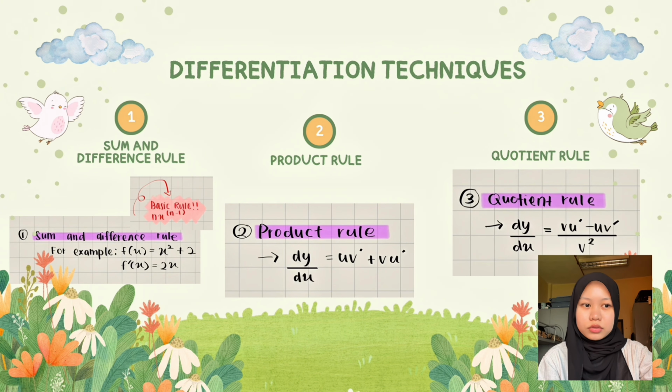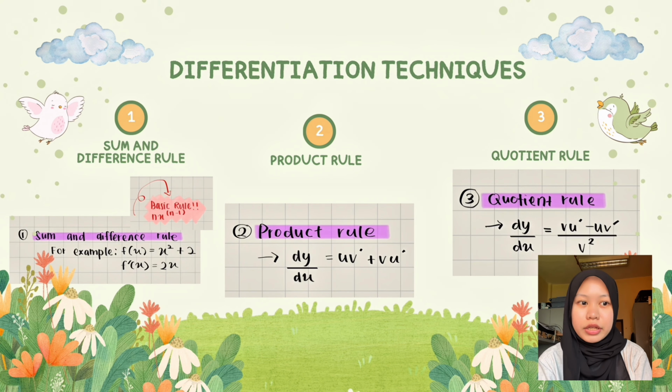Secondly, product rule. The formula is dy over dx equals u v prime plus v u prime. Thirdly is quotient rule. The formula is dy over dx equals v u prime minus u v prime over v squared.